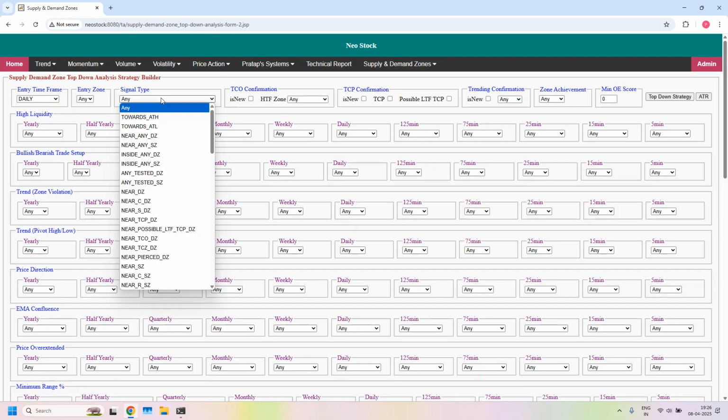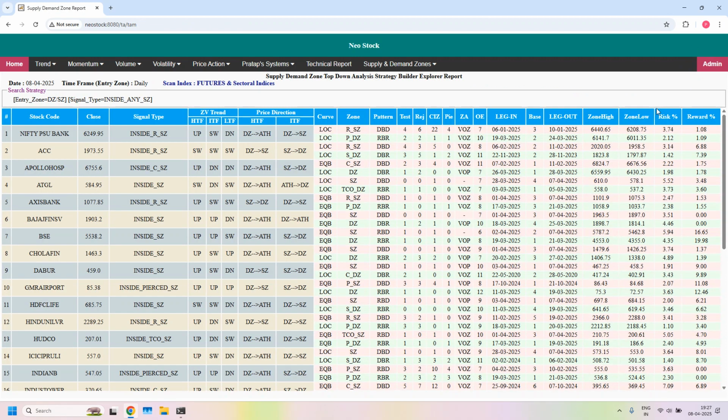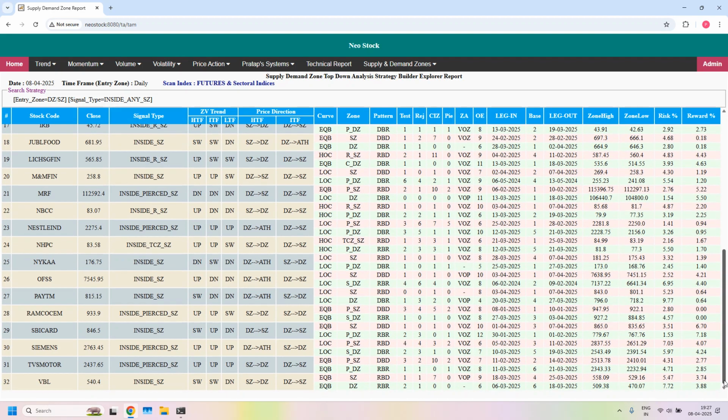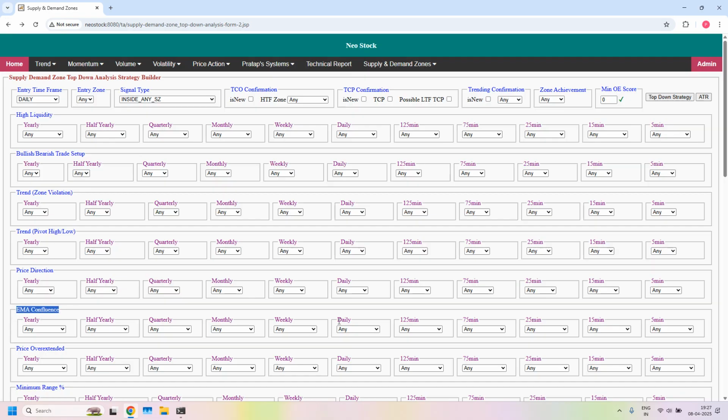Next, price closed inside the daily supply zone. First 15 stocks in the list. Scrolling the list down. So total 32 stocks are filtered. We can further filter based on daily supply zone having daily EMA confluence.